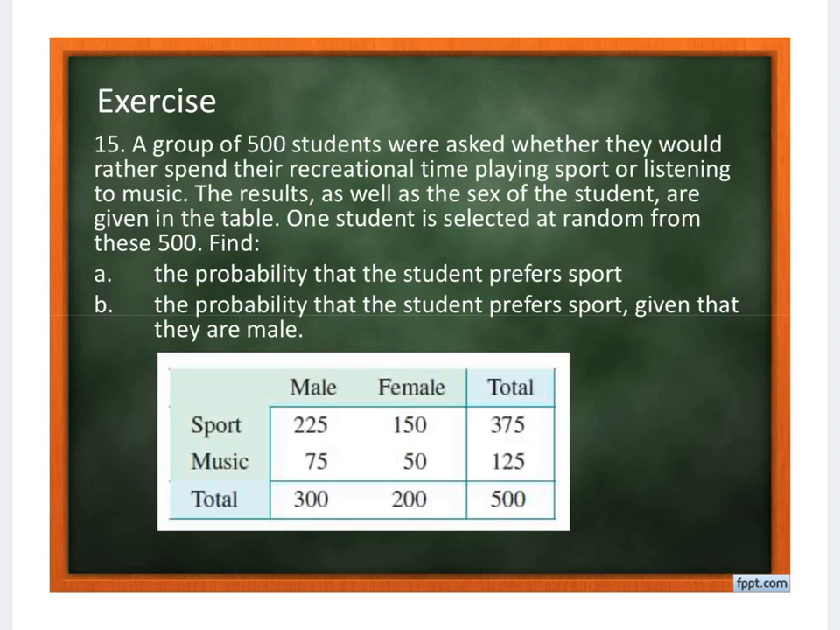So for A, the question is asking the probability that the student prefers sport, which is 375 over 500 students, so equals 3/4.